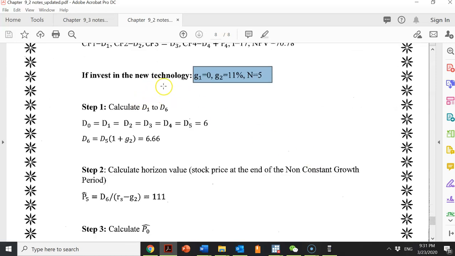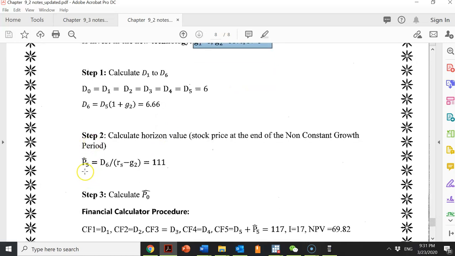If we invest in the new technology, our G1 would be 0, G2 is 11%, N is 5. So because G1 is 0, D0, D1, D2, D3, D4, D5, in the first 5 years, we have all the dividends equal to $6 because we don't have any growth in dividend in the first 5 years. In the 6th year, D6 equals D5 multiplied by 1 plus G2. Okay, so we use 6 multiplied by 1 plus 11%. We have 6.66 as D6.